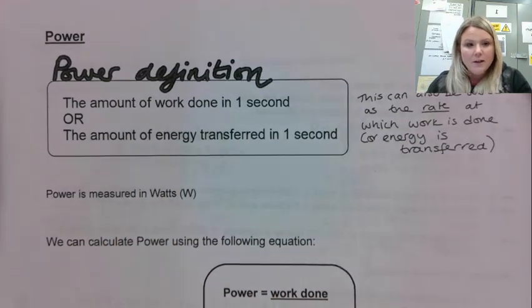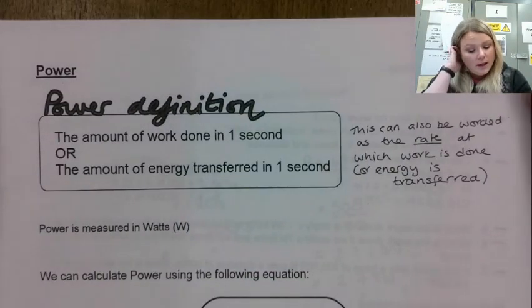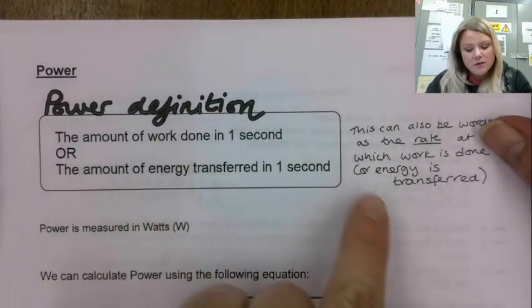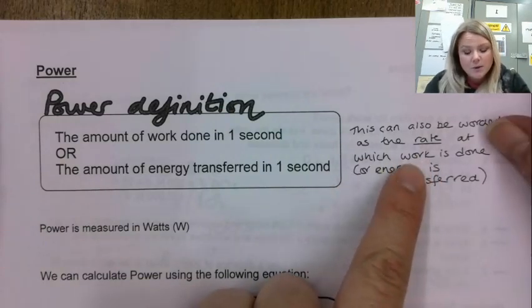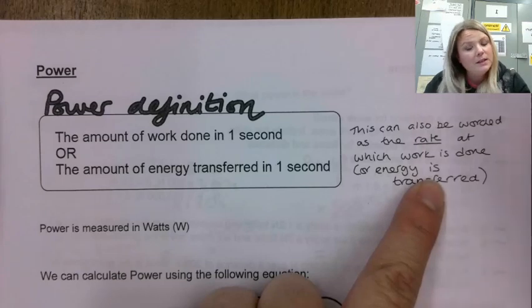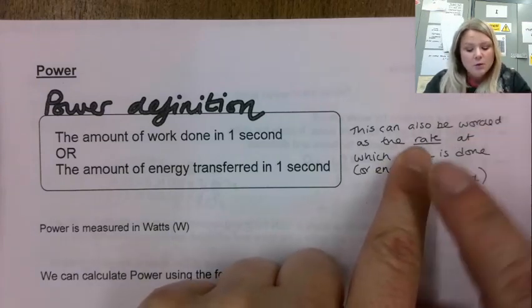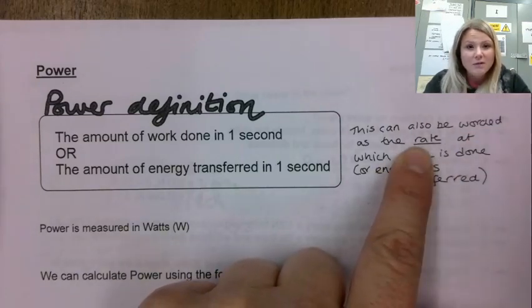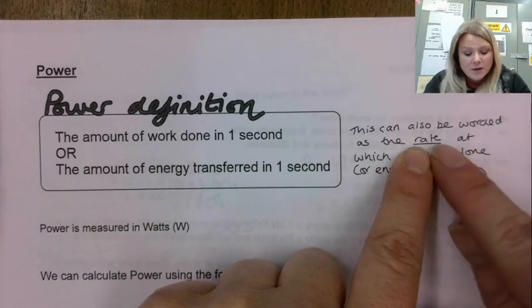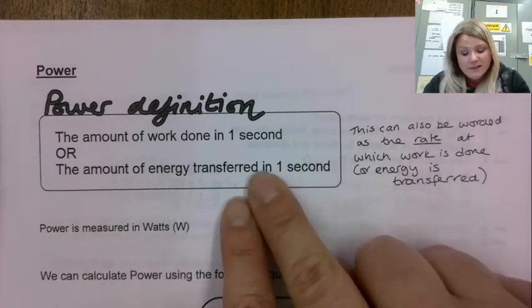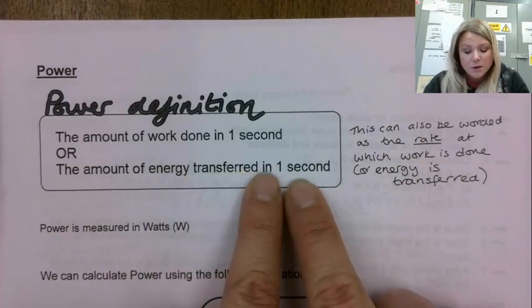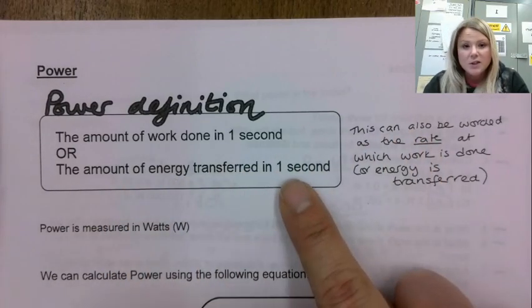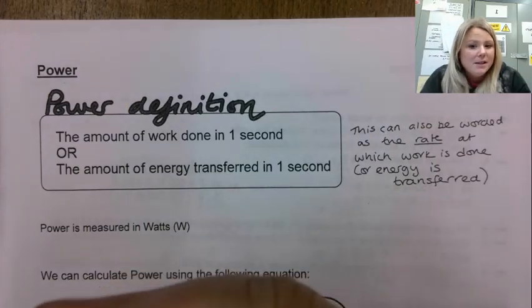Now you can see here I've added in another little note which says that another definition for this can be stated as the rate at which work is done or the rate at which energy is transferred. Rate just means how many of that thing happen in a second. So hopefully you can see why they're the same as each other. The amount of energy transferred in 1 second or the rate at which energy is transferred. It means the same thing.